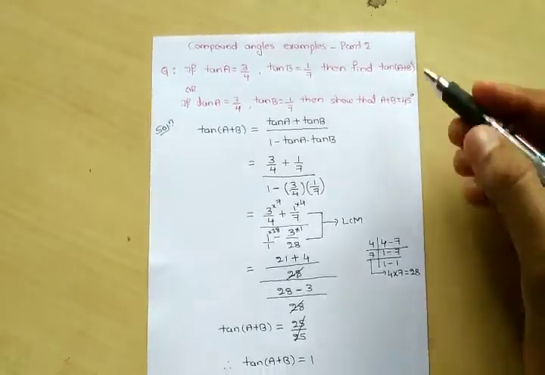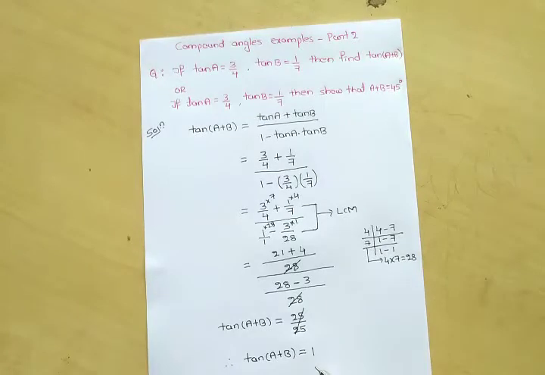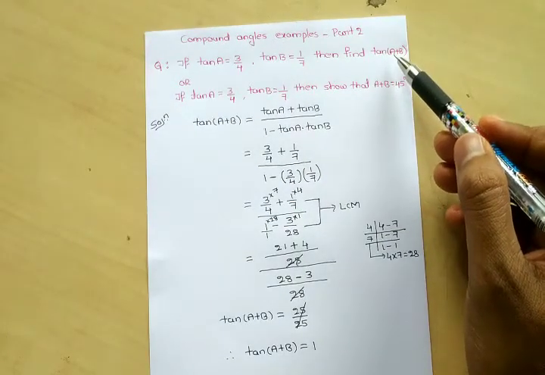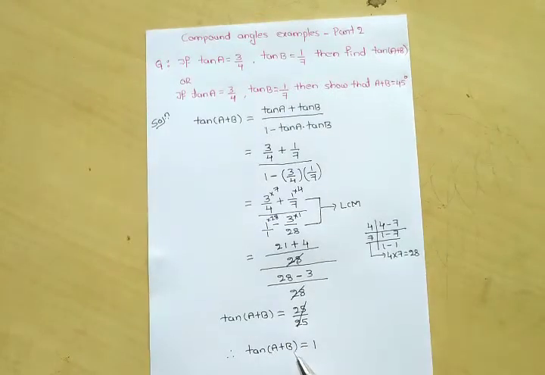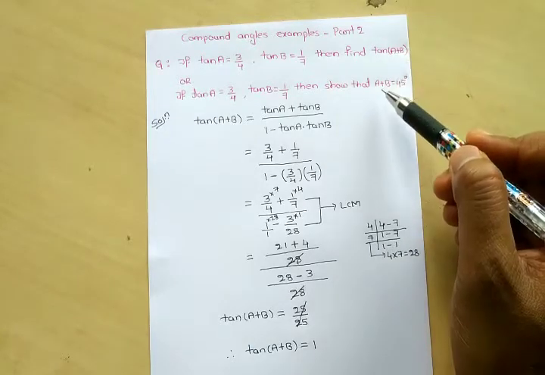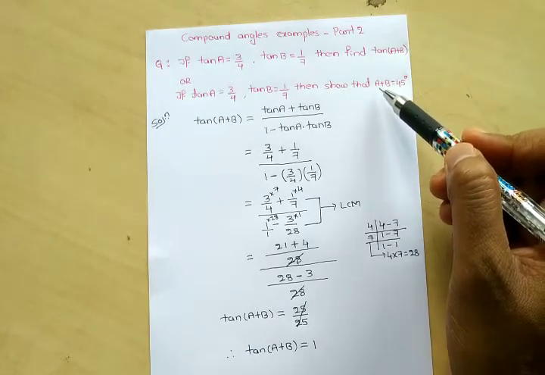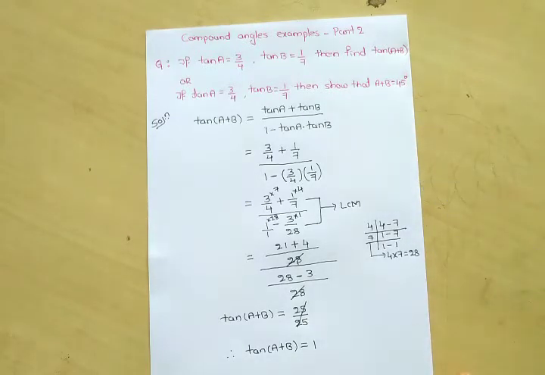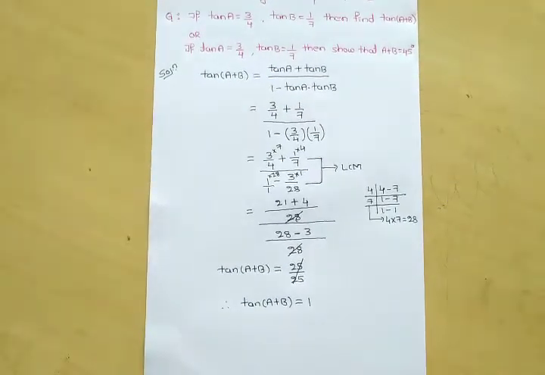If the question is the first one, you need to do it till here, because here you only need to find tan(A plus B). Therefore the tan(A plus B) value is 1. Suppose instead of this question, if they give the next question, that is A plus B is equal to 45 degrees, then further you need to do the simplification.